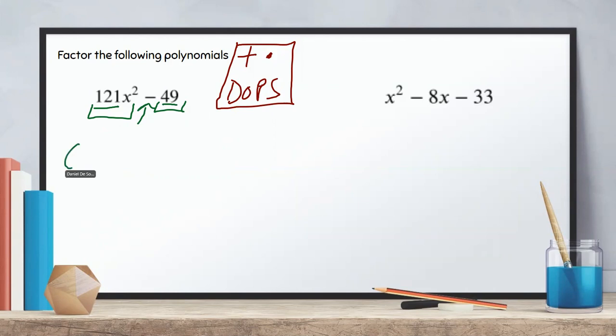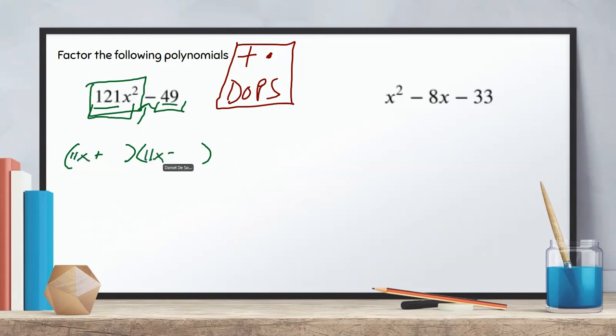Now I know I can just do my double bubble, plus, minus, and now I need to take the square root of each term. The square root of 121 is 11. And of course, the square root of x squared is x.